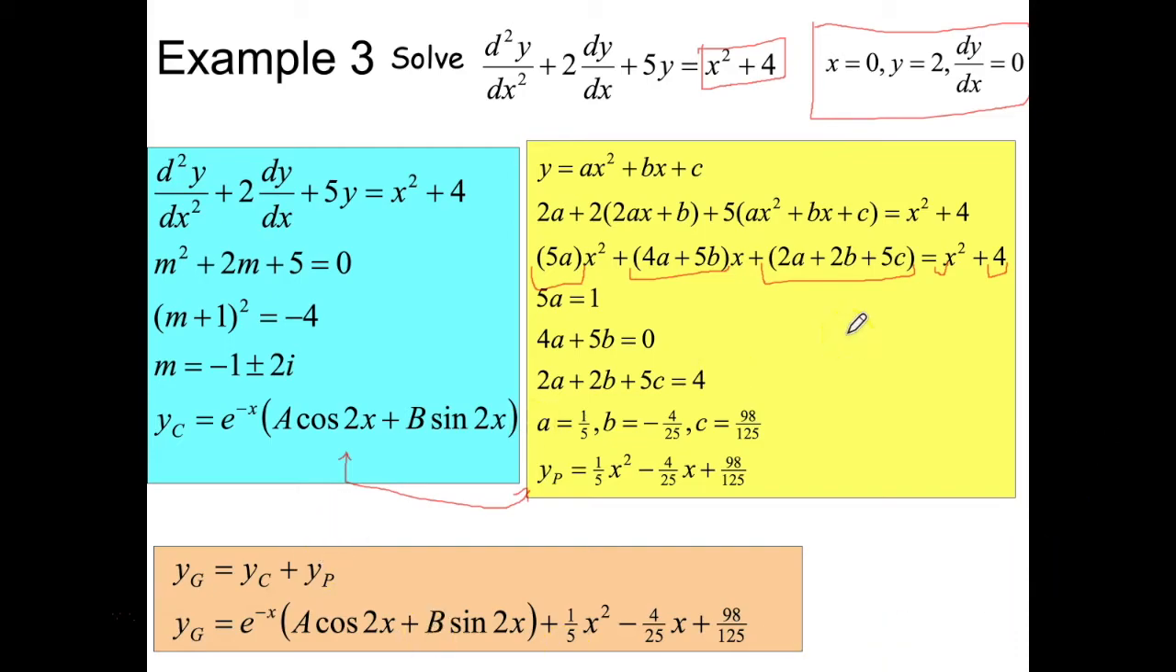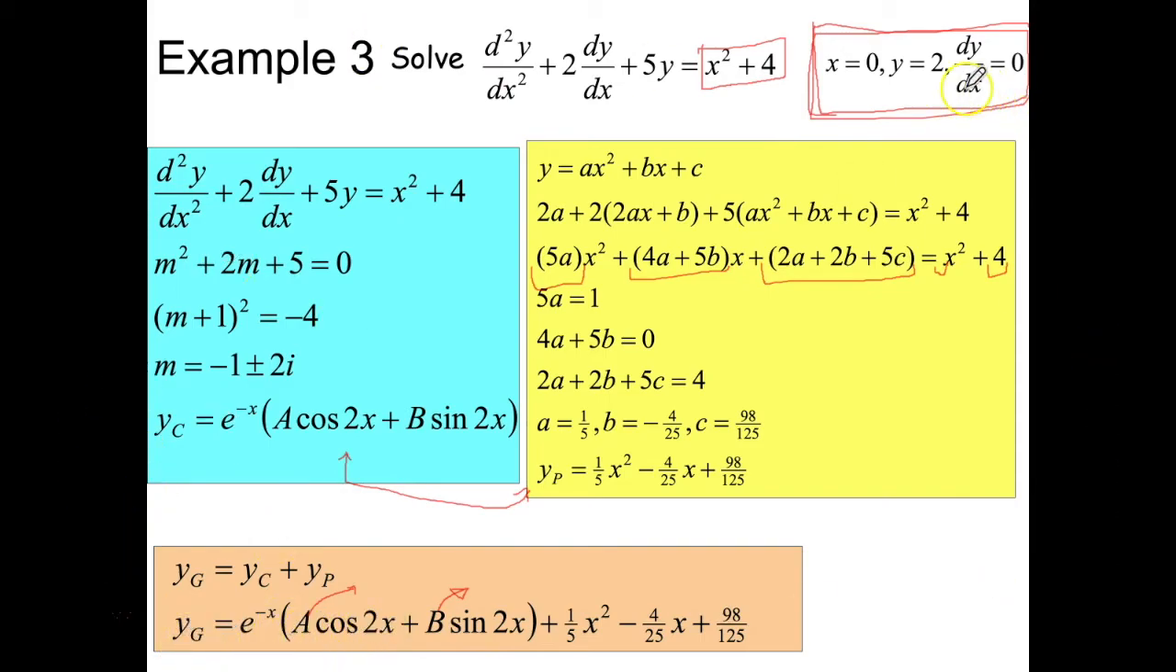But is this all done? No, it's not yet done. We still need to look for a and b. Why do we need to look for a and b? Because we are given the boundary conditions here. So we must look for those specific values of a and b. So we will come here.